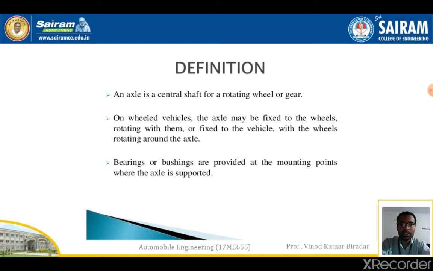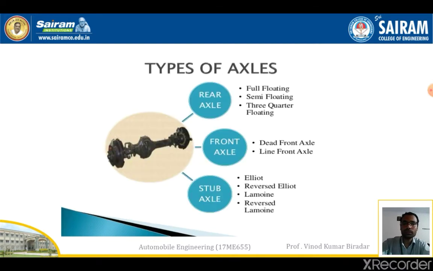On wheeled vehicles, the axle may be fixed to the wheels, rotating with them, or fixed to the vehicle with the wheels rotating around the axle. Sometimes axles are fixed near the wheel, and bearings or bushings are provided at the mounting points where the axle is supported.